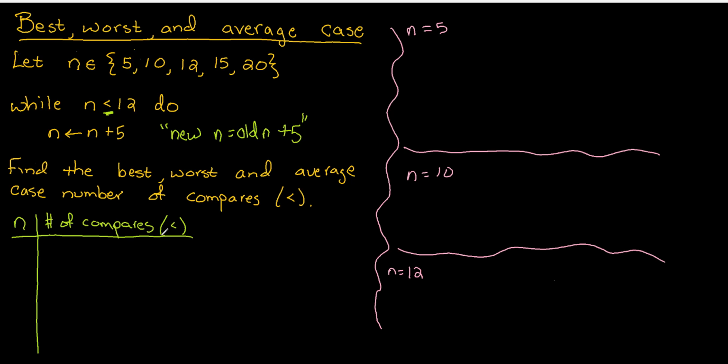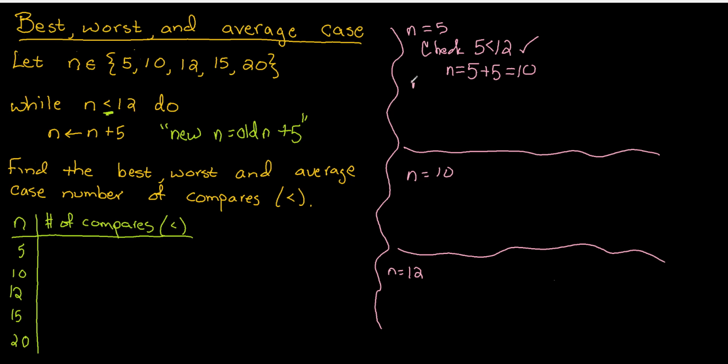Anyways, the values of n that we could possibly have in this example are 5, 10, 12, 15, and 20. So I'm going to check what's going on for each of those values. So let's start when n equals 5. When n equals 5, I'm going to enter while n is less than 12. So I need to check if n, which is 5, is it less than 12? And yes, it is. So I'm going to hop in my loop and I'm going to set the new value of n equal to the old value, which is 5 plus 5. So my new value of n is going to be 10.